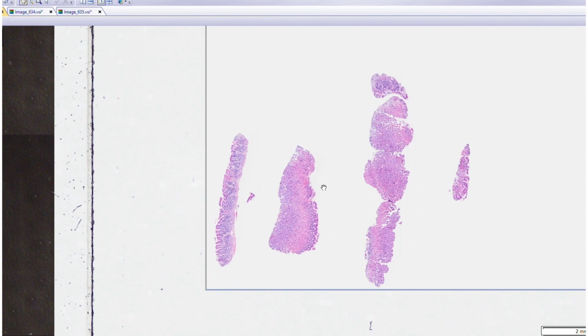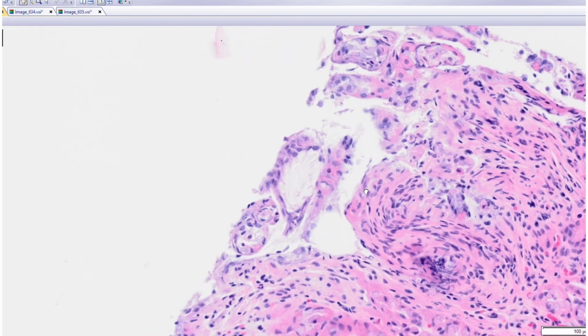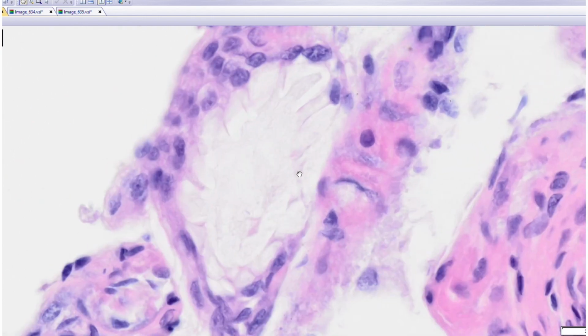And then finally, this is his stomach biopsy. And lo and behold, I find this also in the stomach. This is an H&E staining of the stomach. This is definitely the same thing.